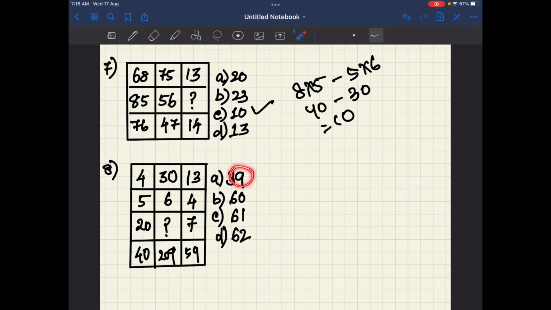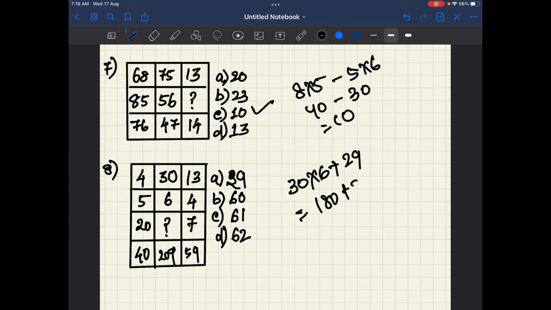Oh, this option it is wrong. It would be 29, not 39. It would be 29. So it is 30 into 6 plus 29. 180 plus 29 is equal to 209.